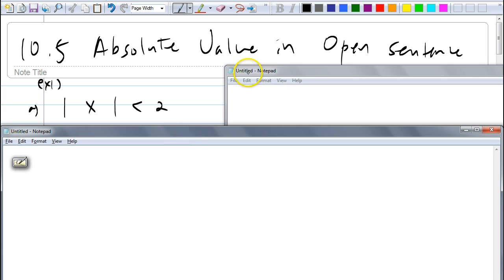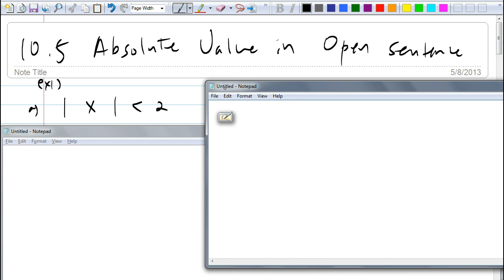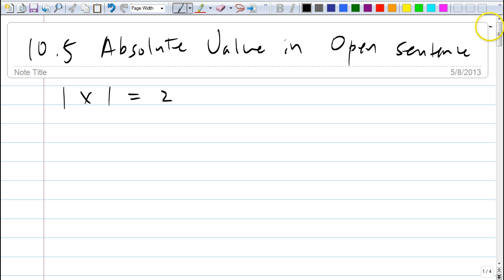So for example, if I have this, example 1: absolute value of x is less than 2. Who remembers how to solve this equation involving absolute value? Yes, Jason? Actually, let's do equal to 2 first. Sorry, my bad. So if I have absolute value of x equals 2, example 1a.